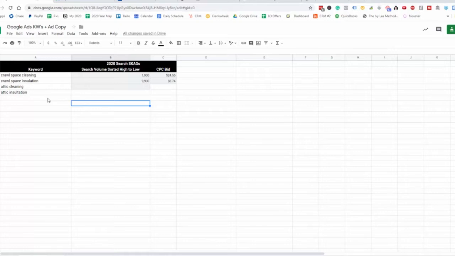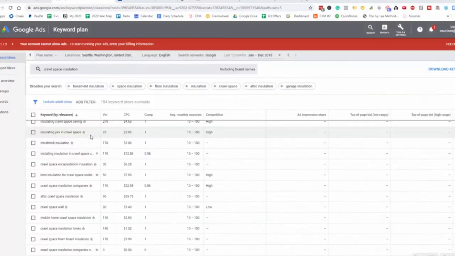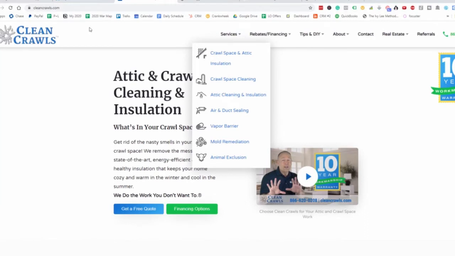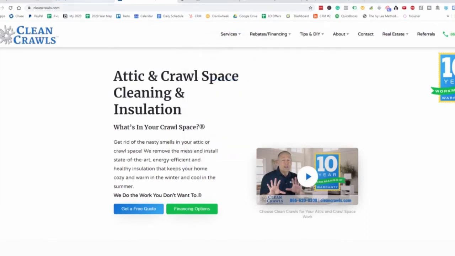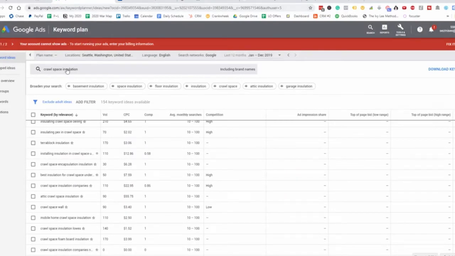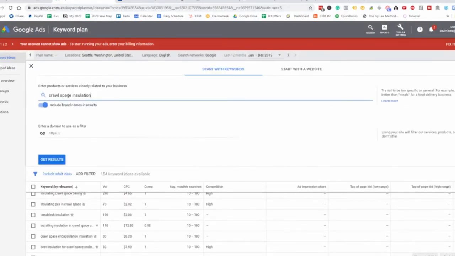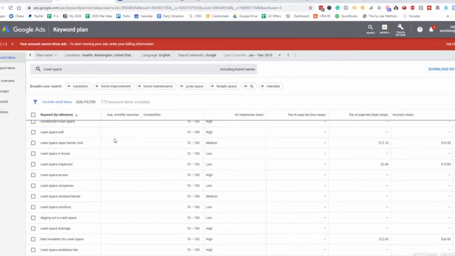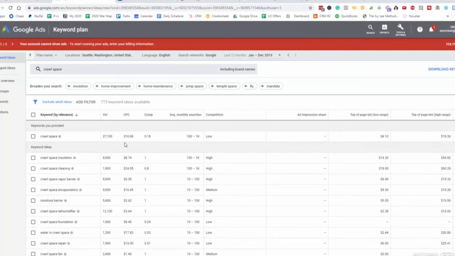And then with those top level keywords, we can get more granular and get more specific. In this particular example, we went over here and we went to the actual contractor's website and we took some of these top level keywords. However, what you can do if you don't want to do that, and if you just want to type in the crawl space and see what comes up after that, you can do that as well. And we'll go ahead and type that in here. Let's go to get results. And so this would give us our top level keywords, right? For us to be able to work with.